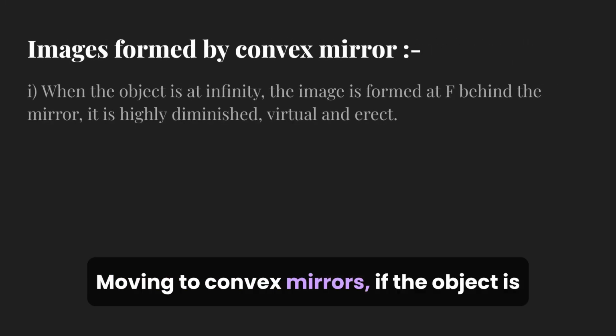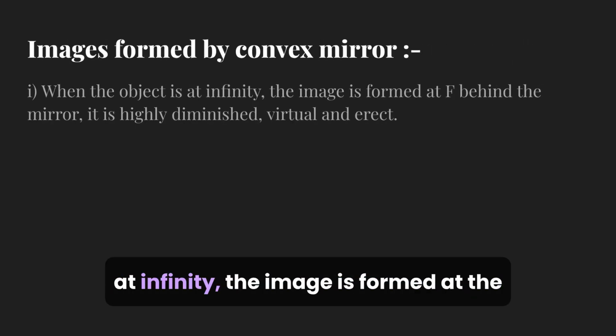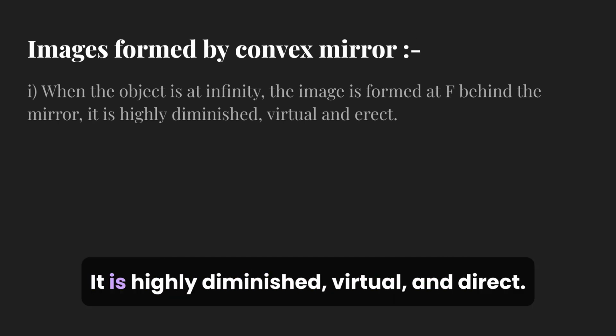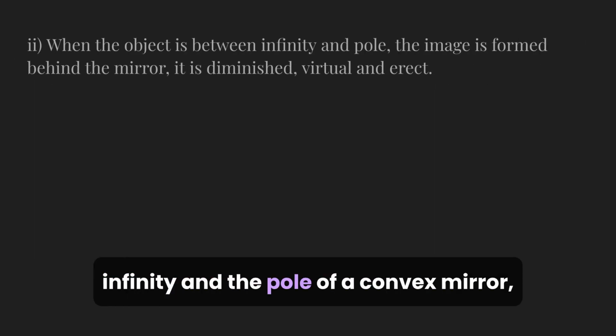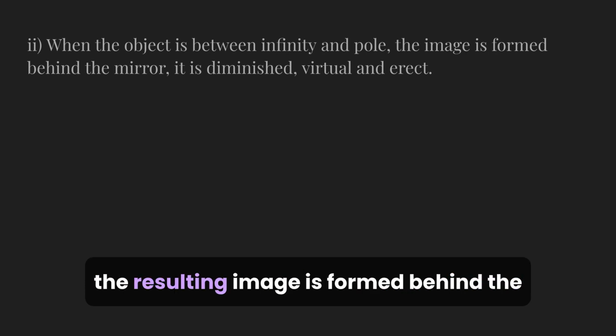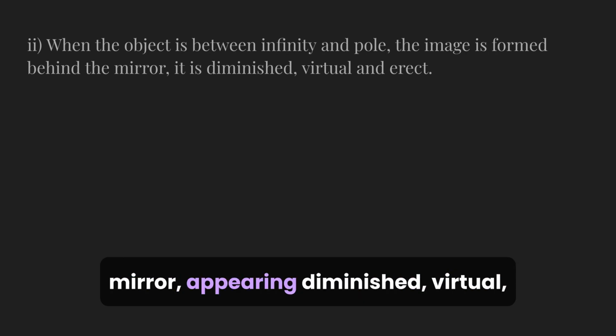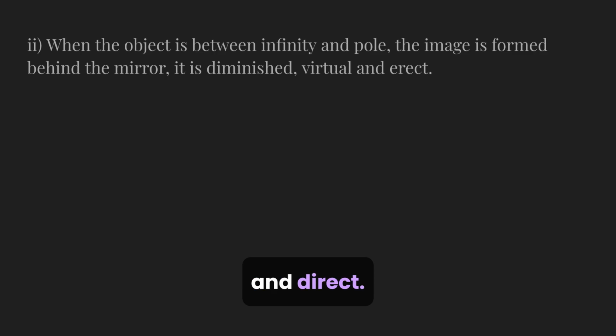Moving to convex mirrors, if the object is at infinity, the image is formed at the focus behind the mirror. It is highly diminished, virtual, and erect. When the object is placed between infinity and the pole of a convex mirror, the resulting image is formed behind the mirror, appearing diminished, virtual, and erect.